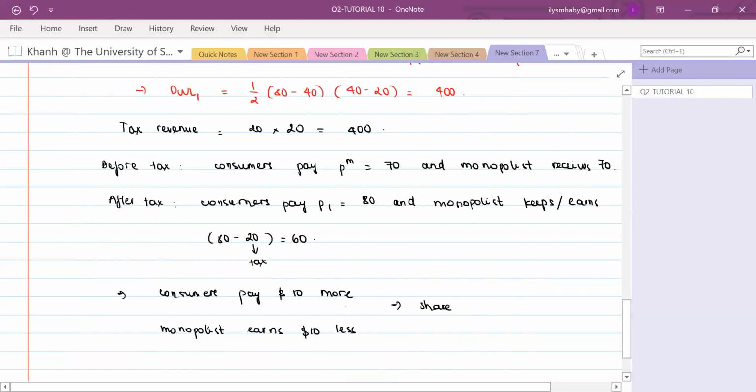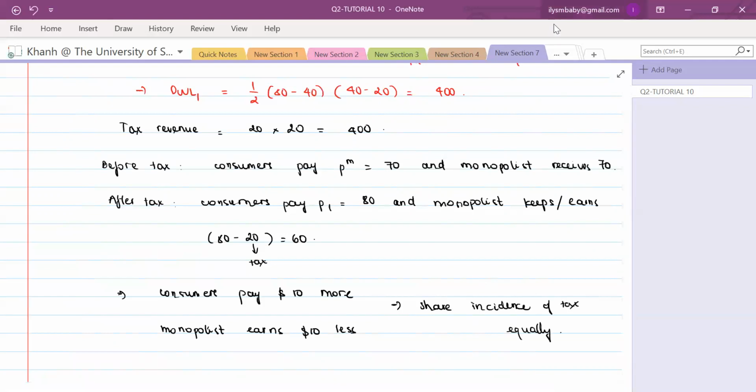As you can see, this is the $20 going to the government. The consumer is giving an extra 10, and the producer also gives 10, and therefore reduces the money they get to keep. So the incidence of tax is shared equally. Okay, so 50% each.